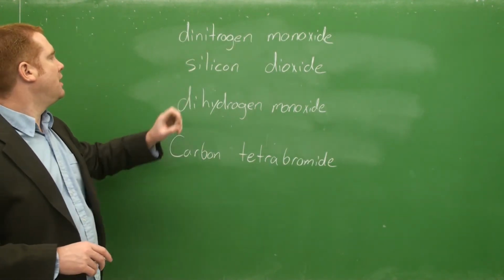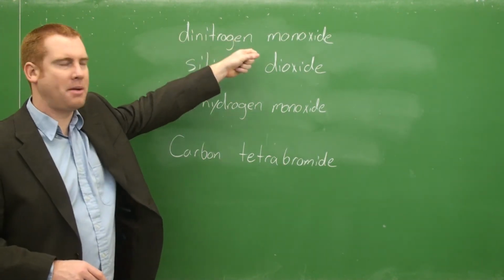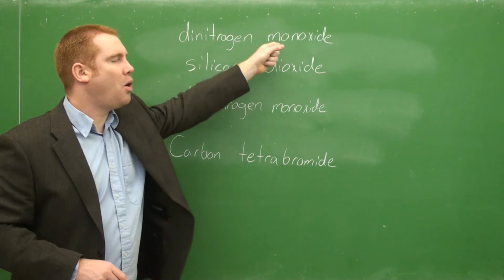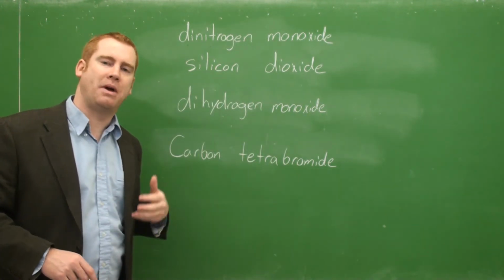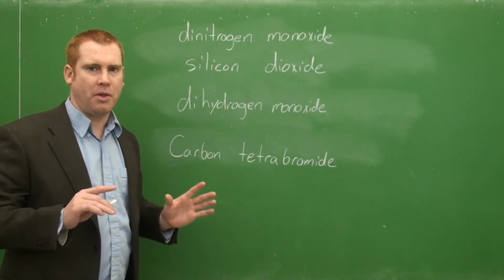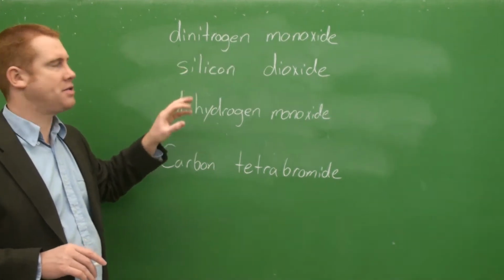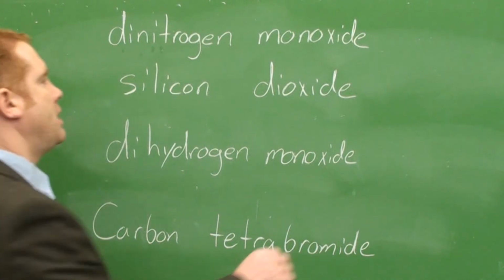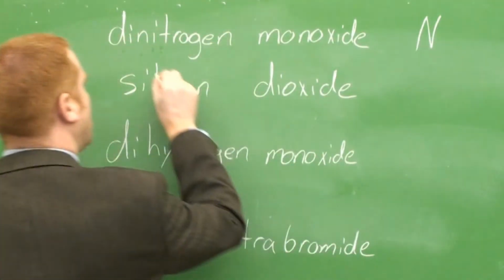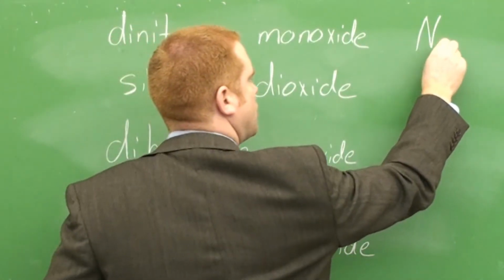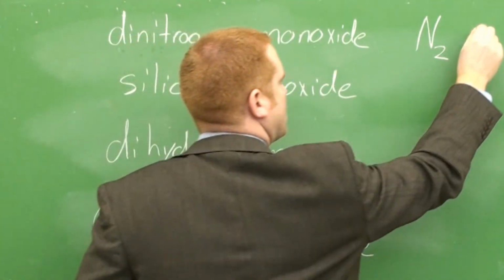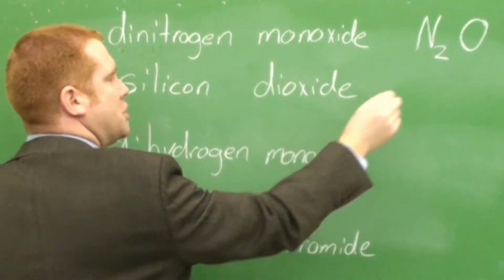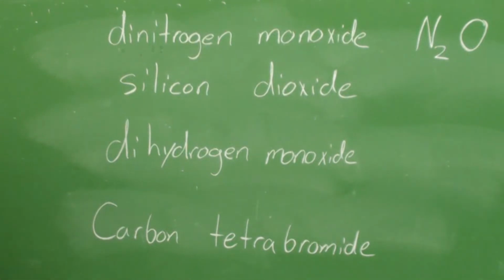What we've got to do is look at the elements they tell us, only now we have a prefix that's going to tell us how many of them there are. Now, the big thing is not to crisscross here. So if I have dinitrogen monoxide, I'm going to write down nitrogen. So N, how many of them are there? Di, which is 2. Monoxide, so oxygen, how many? There's just 1. So N2O.